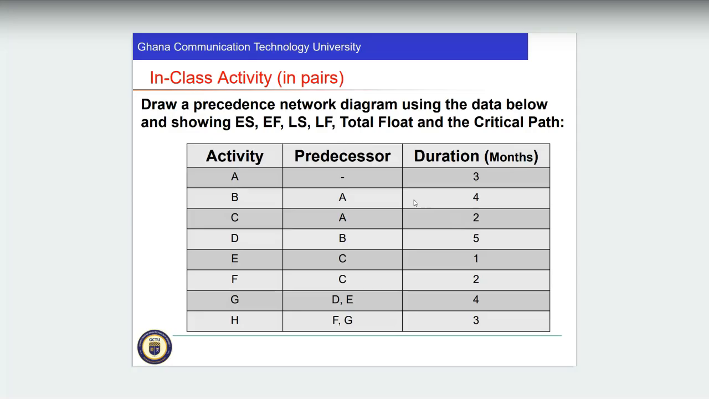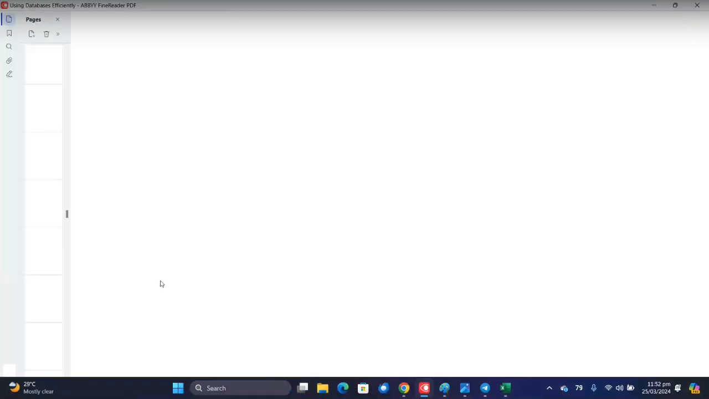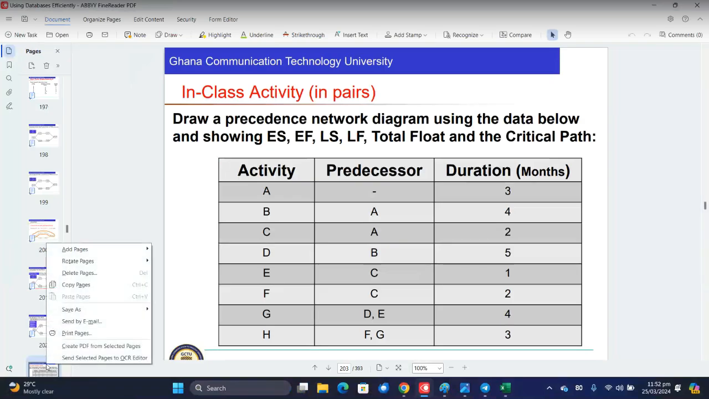For this, it says: draw a precedence network diagram using the data below and show earliest start, earliest finish, latest start, latest finish, total float, the vertical part. So let's go and do it. Let me take this one also to where we were.